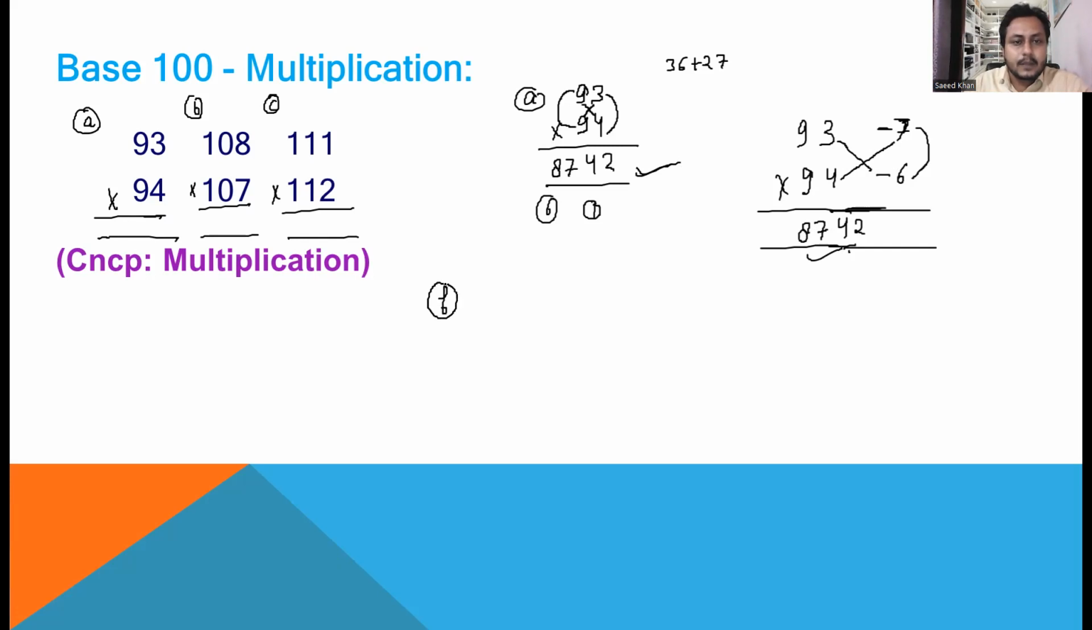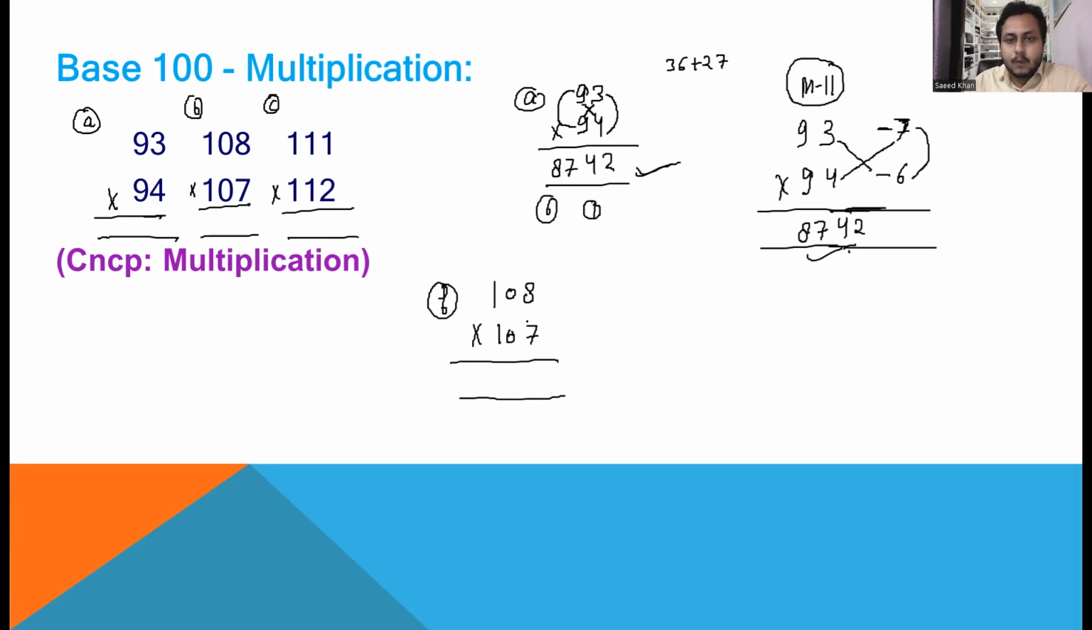Take the second example. We'll use the second method, right? To find the product of numbers with base 100, you can say numbers nearest to 100, right? For example, 108 and 107. You have to find the product of 108 and 107. No need to apply the traditional method. Right? What we'll do, both numbers are more than 100 here. Both numbers are more than 100 here. In the last one, both numbers were less than 100, right?